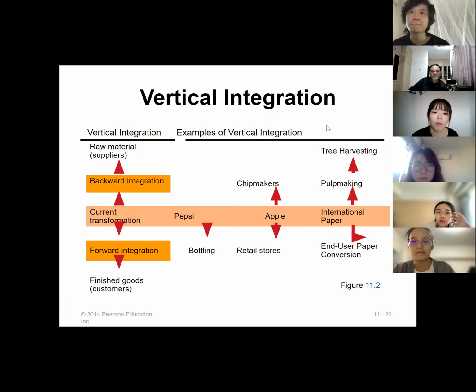So I wanted you to show this slide actually. Okay, this slide. So all of you have the slides with you. That's why I asked you to show me the slides. So what do you mean by, okay, Yu Hong, explain to me vertical integration.